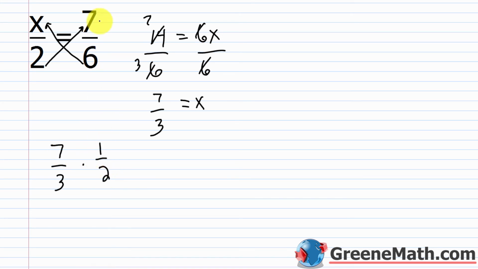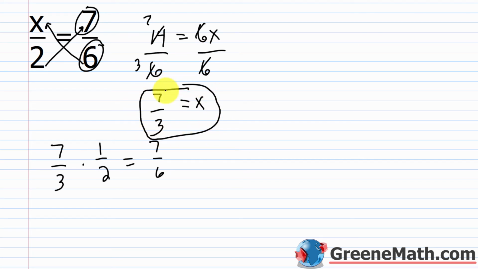7 times 1 is 7, which is what I have up here. 3 times 2 is 6, which is what I have here. So I would get 7/6 on the left as well as on the right. So again, x equals 7/3 is my correct solution.